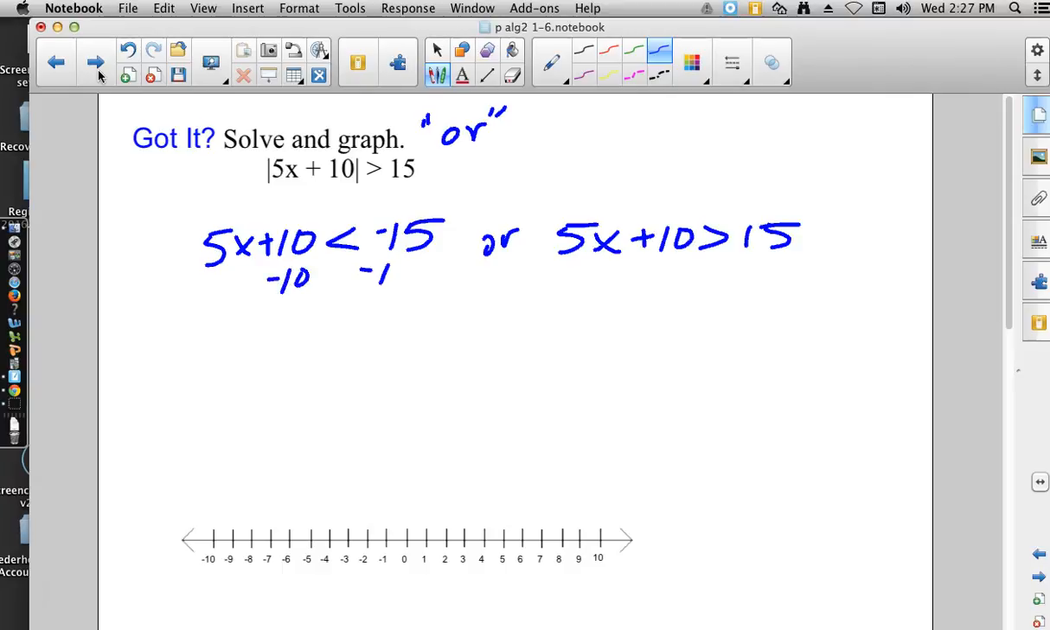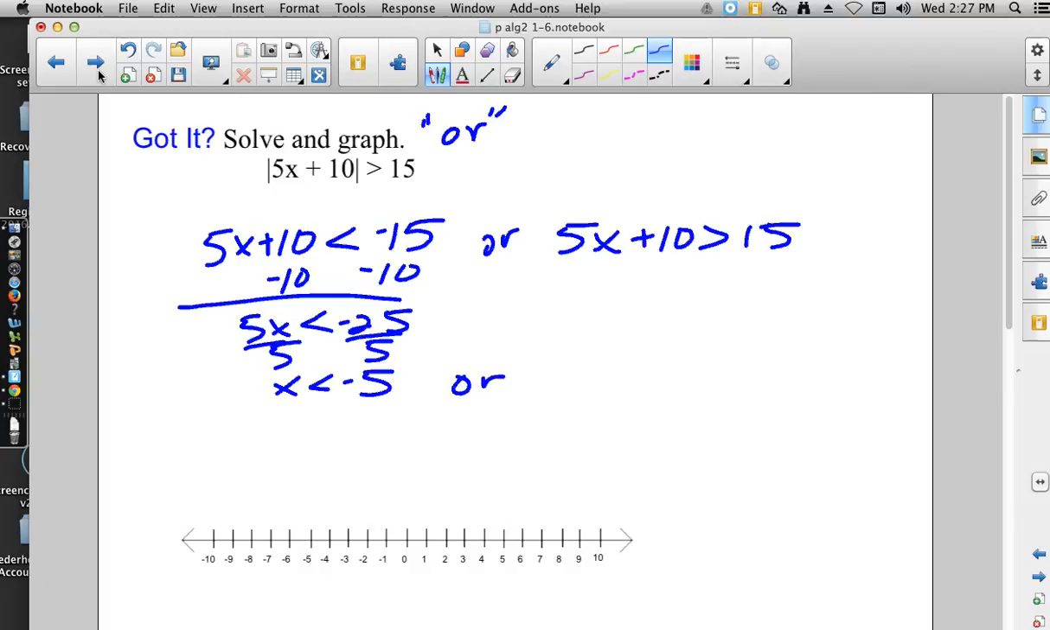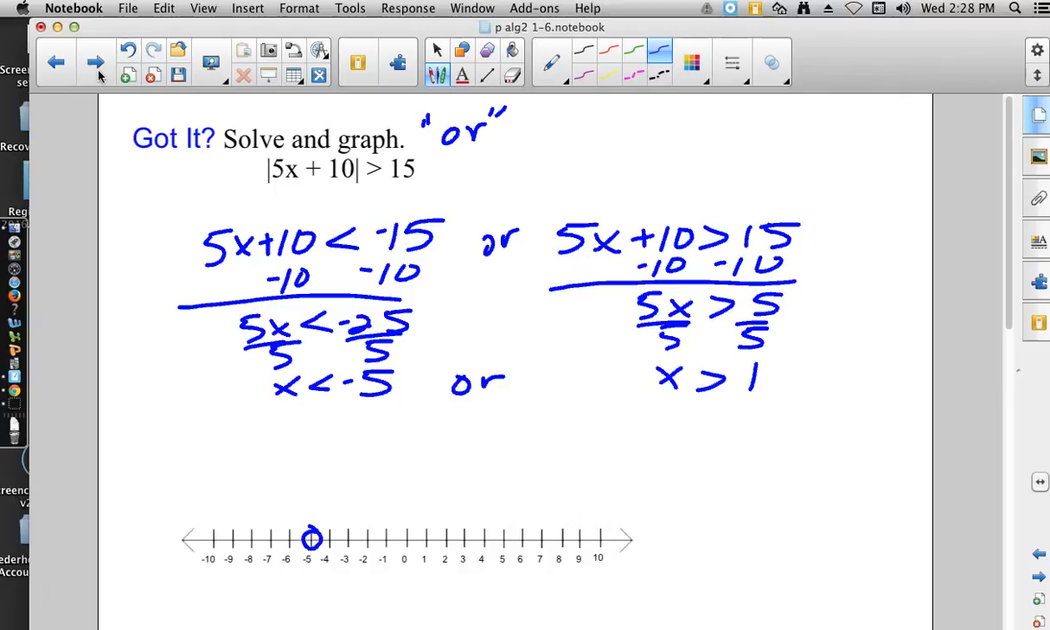All right, let's subtract 10 from both sides. 5x is less than negative 25, divide by 5, and x is less than negative 5. Or, let's subtract 10. 5x is greater than 5, divide by 5, and x is greater than 1. So what we have to do is, these are not going to have closed dots, they're going to be open. There's no equals bar. So open dot at negative 5 out to the extreme, and then open dot at 1 out to the extreme. And there's our graph.